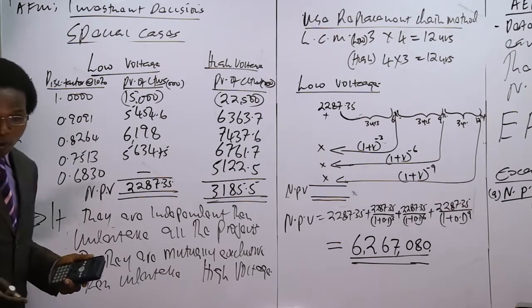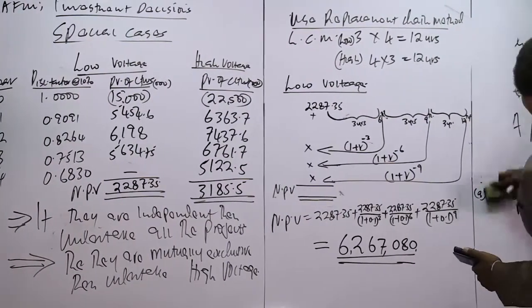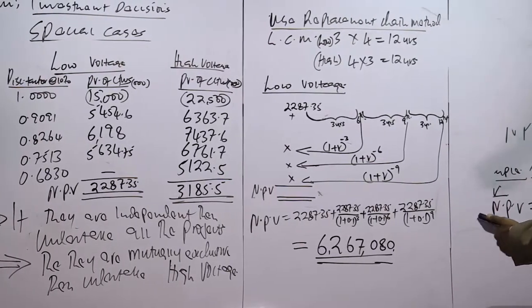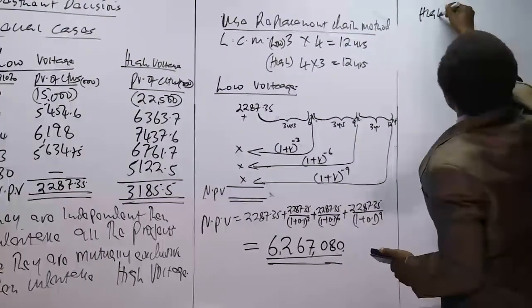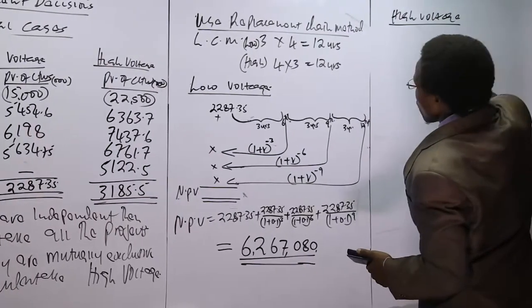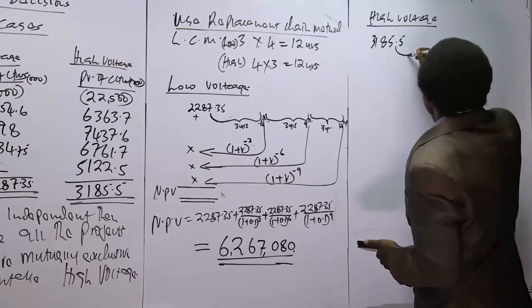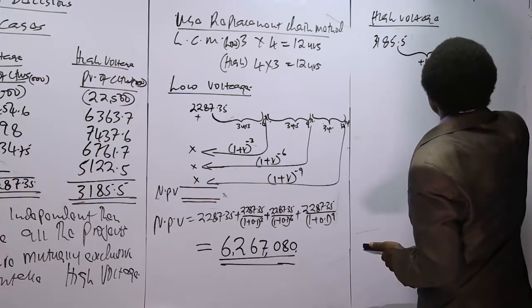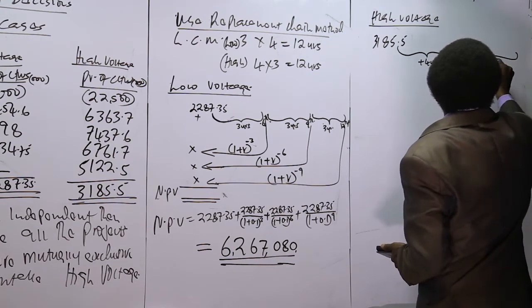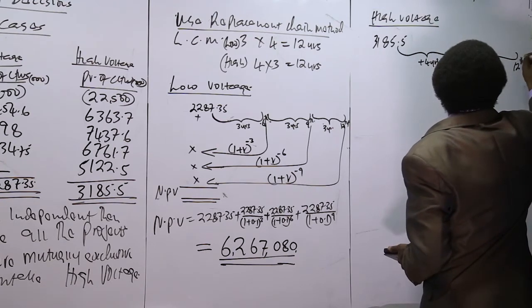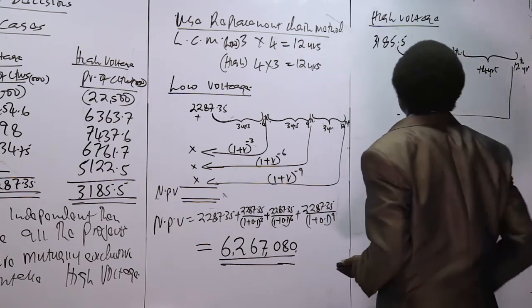We do the same for the high voltage, because this was the one we were to give a multiple of 3. There were 4 years. For high voltage, the same story. 3185 was the NPV. So if you add 4 years, it will be the 8th year. Then you add another 4 years, it will be the 12th year. So that's important, and that's what we wanted in order to rediscount our NPVs accordingly.